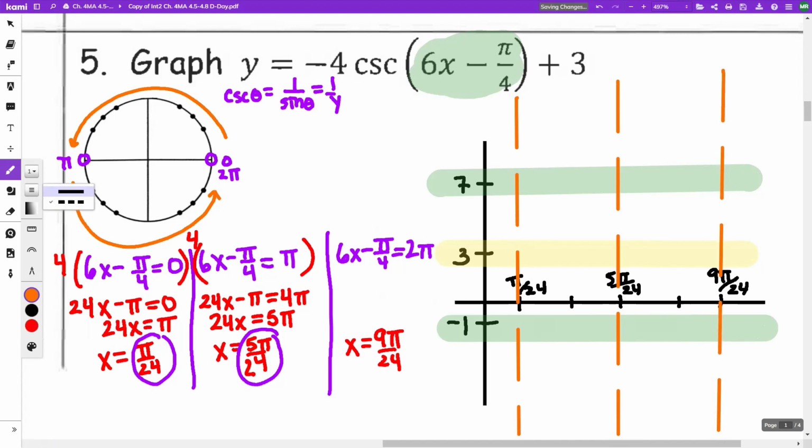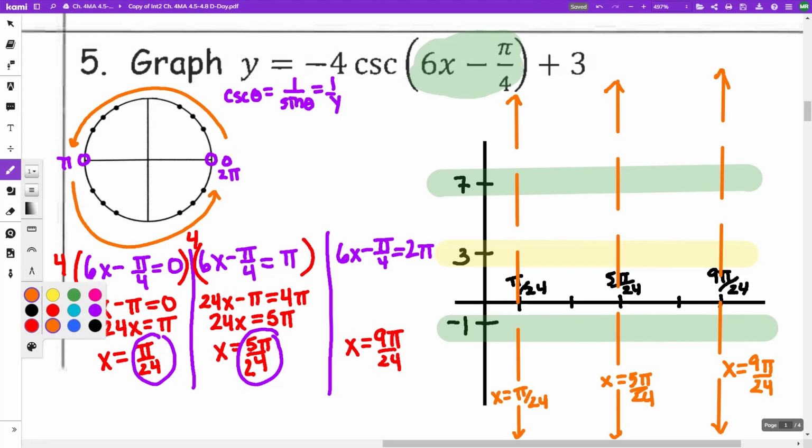And these 3 asymptotes all have equations. The equations you can see over there, but let me just write. This one is x is equal to pi over 24. This one is x is equal to 5 pi over 24. And this one is x is equal to 9 pi over 24. That could be reduced, but I'm just going to leave it so we see that they're all equally spaced.